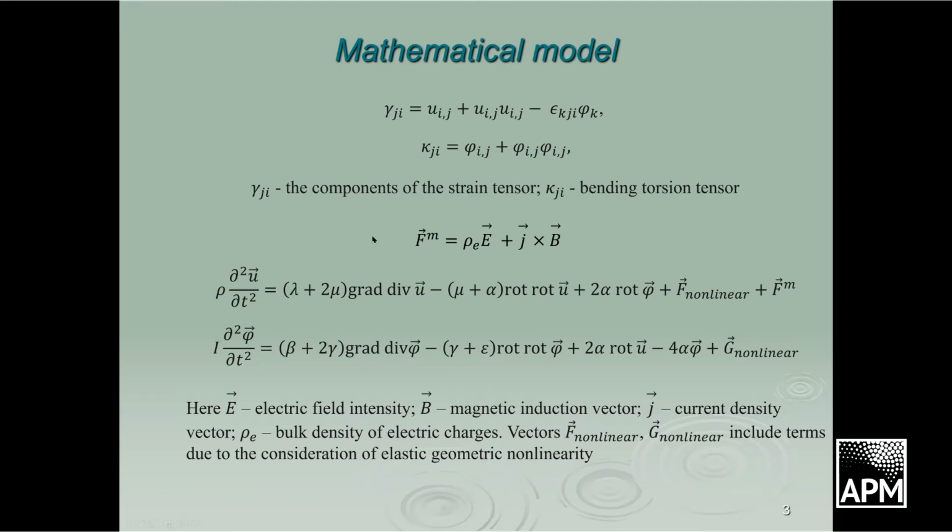And taking into account all these factors, we can derive the equations of dynamics of the micropolar medium with account of external magnetic field as follows. These are two equations. And here E is the electric field intensity, B is the magnetic induction vector, G is the current density vector, rho with index E is the bulk density of electric charges, and vectors F and G nonlinear include terms due to the consideration of elastic geometric nonlinearity.